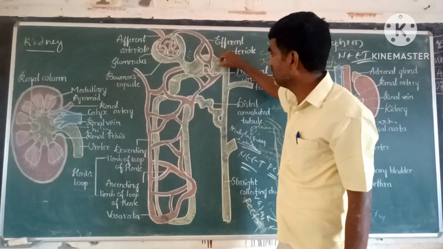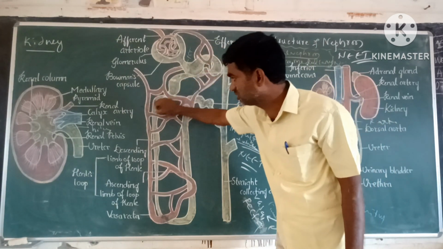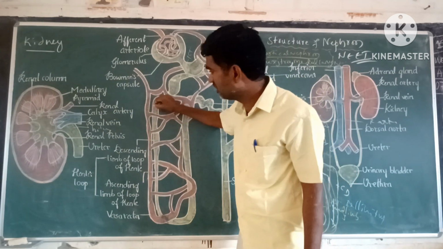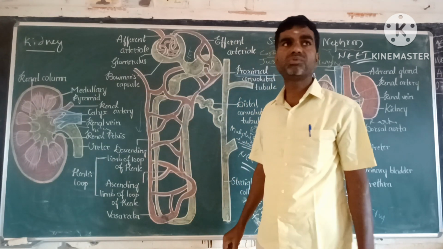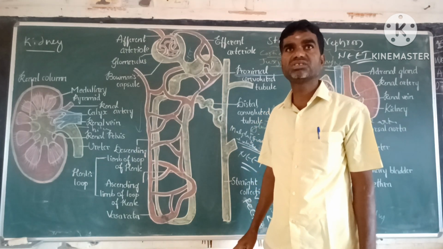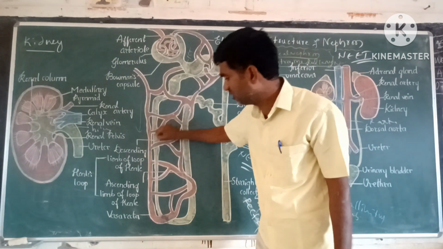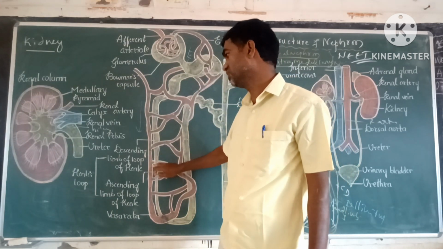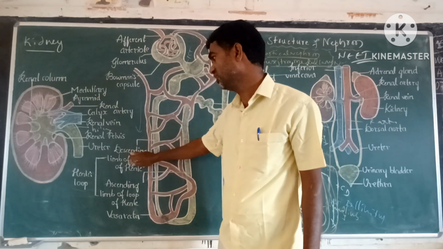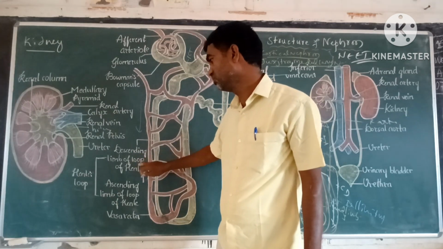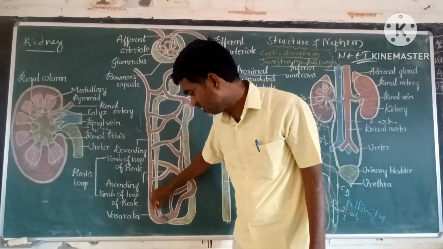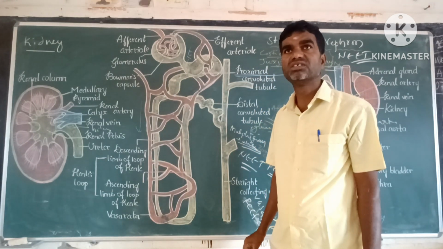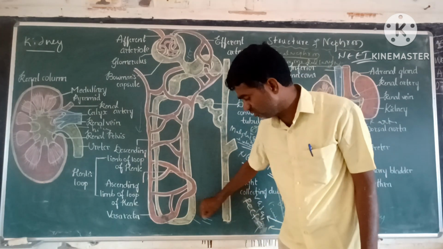From here to here, the extra molecules are coming. Now, pressure is increasing from the upper to the lower region, so hypertonic solutions form. From here to here is the descending limb of the loop of Henle. And now this is called the loop of Henle.